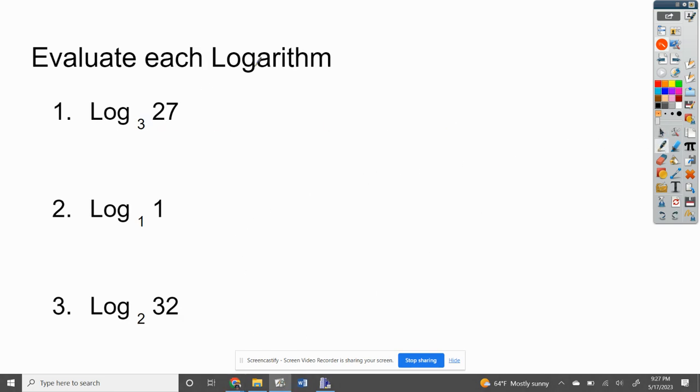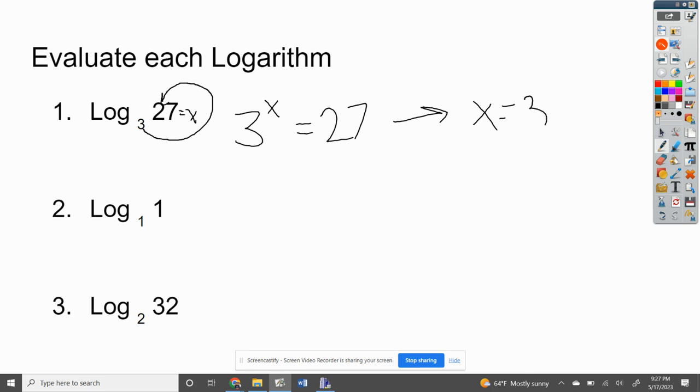We're going to evaluate them now, just like we did on the last page. So 3 to what power equals 27? Remember, if there's nothing here, you can kind of assume it's x, and we're finding x. So 3 to what power is 27? And the answer to that is 3. x to the third power would equal 27. So we'd say 3. How did I know that?